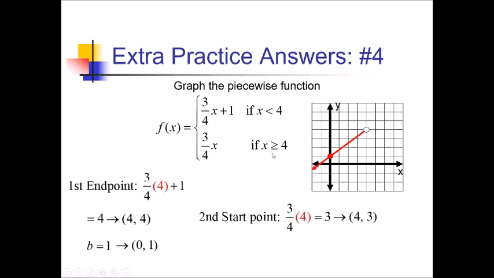Since we have the equals at 4 here for this rule, that means I have a solid dot at 4, comma 3. So over 4, up 3, solid dot right here. And now I can just use my slope of 3/4 to draw another point. So starting at this dot that I just put right here at 4, comma 3, I'm going up 3 over 4, and I'll just draw a line through those.